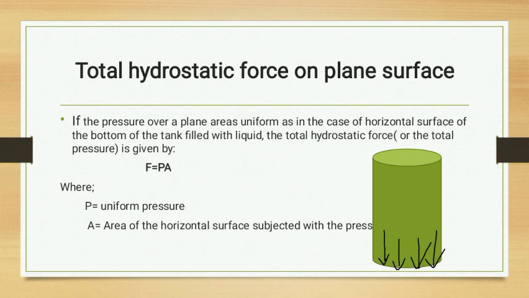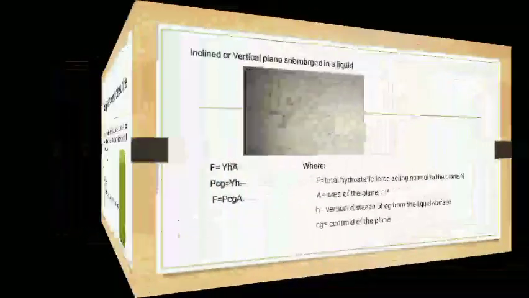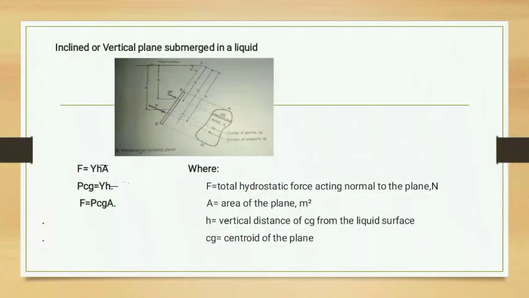Where P is equals to the uniform pressure, and A is the area of horizontal surface subjected with the pressure. So take note that we can only use this equation if the given plate or surface is submerged on the horizontal surface, like in this figure. So what if we encountered inclined or vertical planes submerged in a liquid?